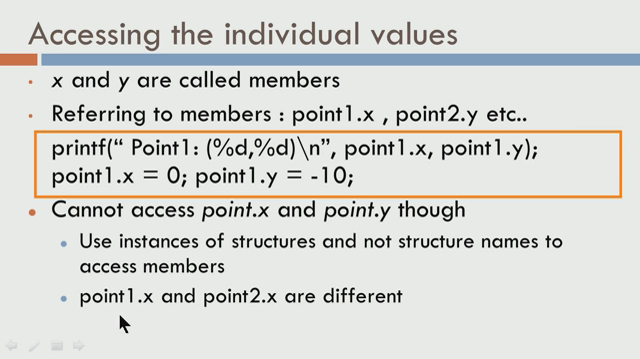You should also know that point 1 dot x and point 2 dot x are actually two different variables. They have two separate memory locations and they do not get mixed up.